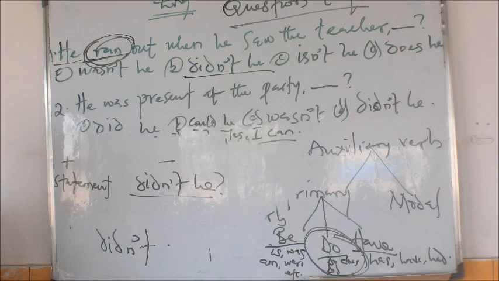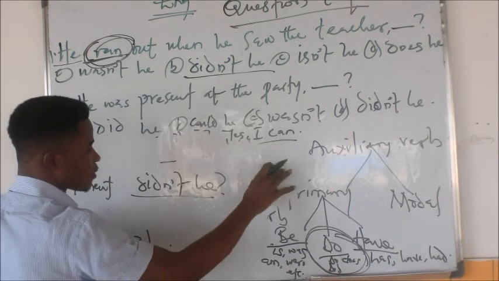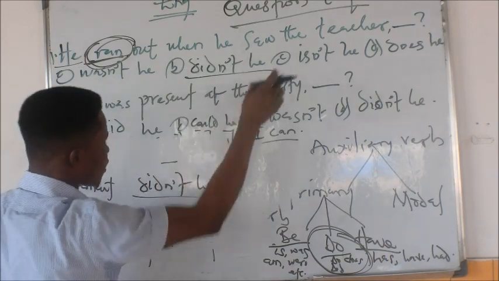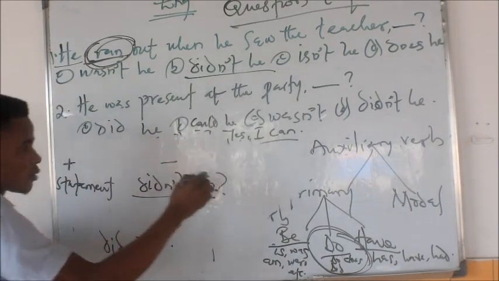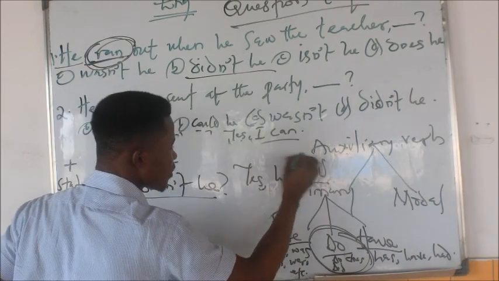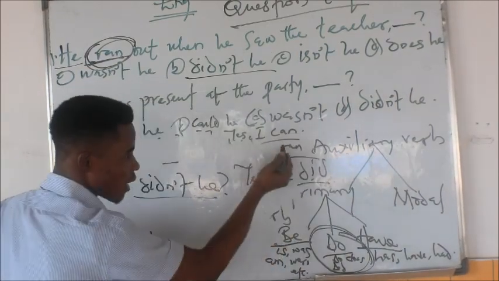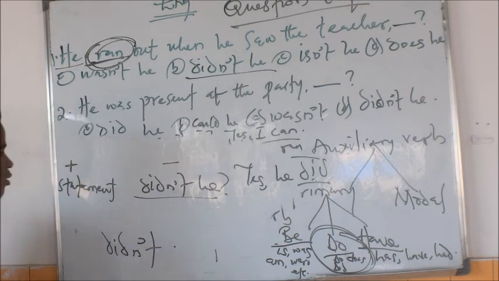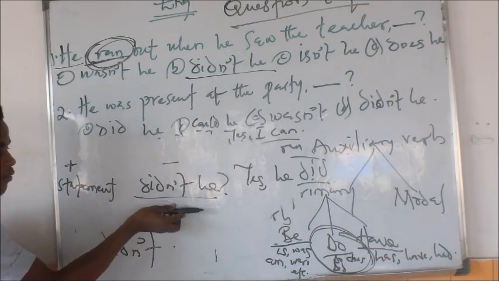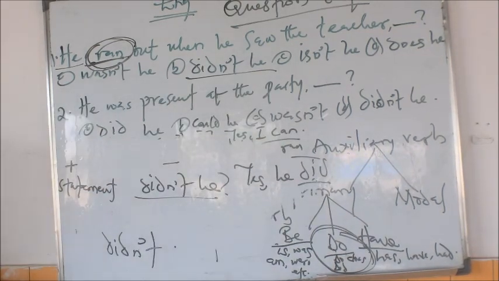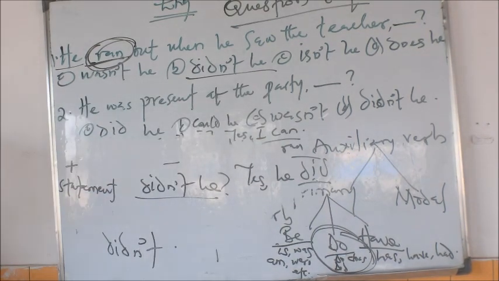Negative. Now, let's talk about the answer. What is going to be the answer? He ran out when he saw the teacher. Didn't he? The answer is going to be what? Yes. He what? He did. Did here represents what? Ran, which is past tense. Do you understand, guys? So don't forget our definition. The question tag is the question added to the end of the statement to reaffirm the statement. Are we getting it? So let's go to the second one.